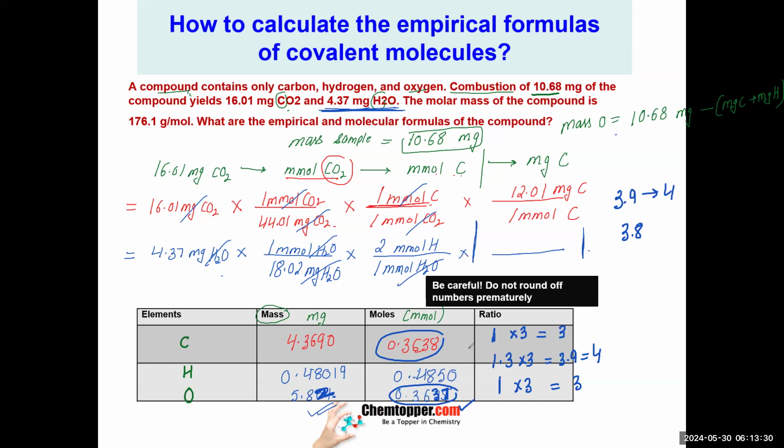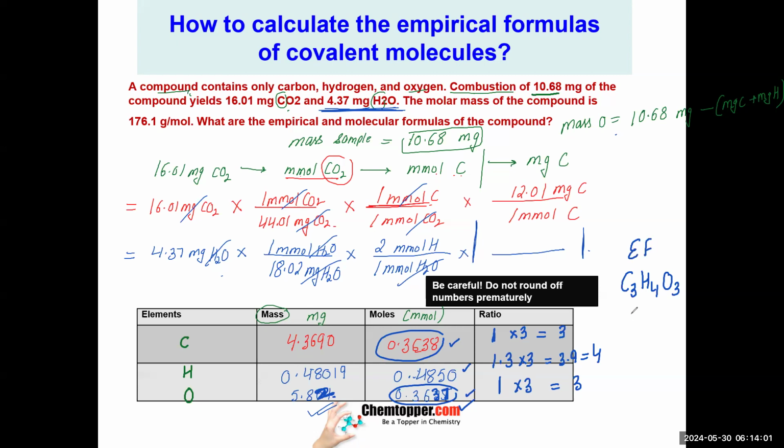That is the reason I'm asking you to be very, very accurate here, so that you get a very accurate number and you can easily convert your ratio into the right whole number. If it is 3.8, you cannot make it 4. Understand that. Okay. So now the formula is C3H4O3. What is this? Empirical formula.